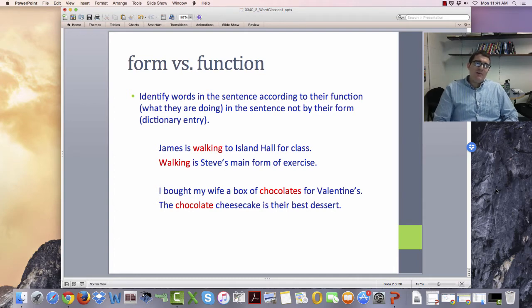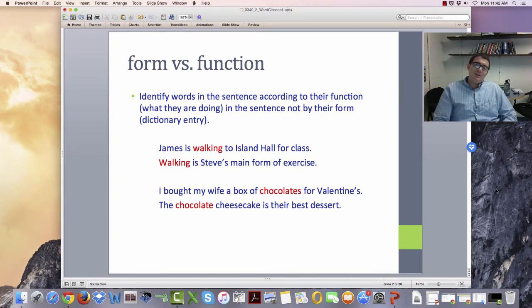So the function of walking here is a verb. However, in the second example, walking is Steve's main form of exercise. Here, walking is a noun. Walking is a thing that Steve enjoys. This is an important distinction because it would be incorrect to say that these two forms of walking are the same. Sure, they are spelled the same, but they have very different functions.